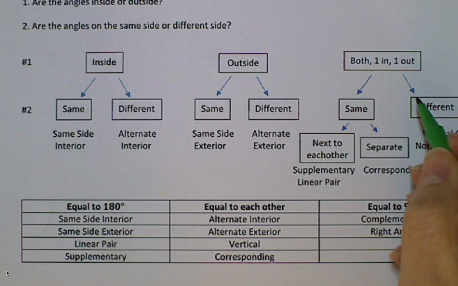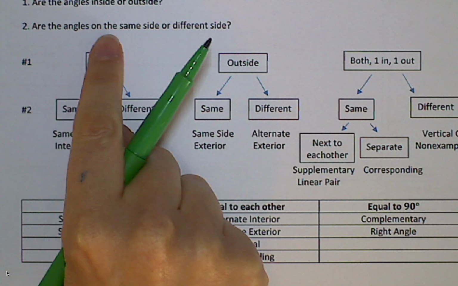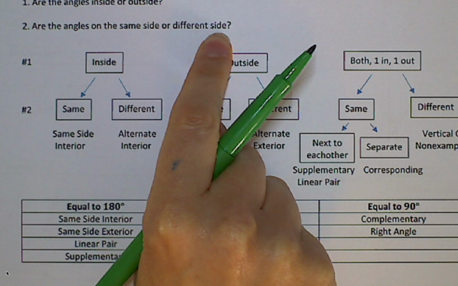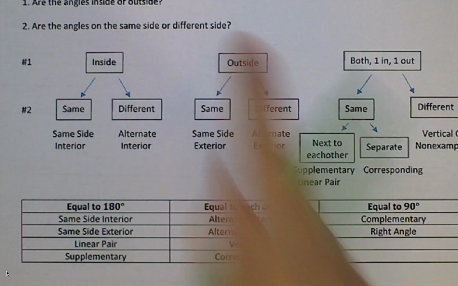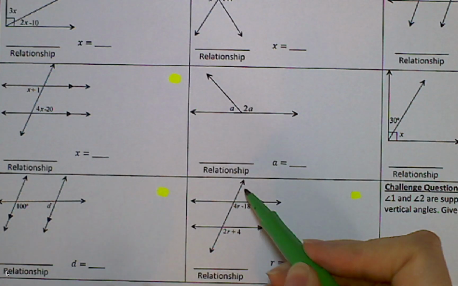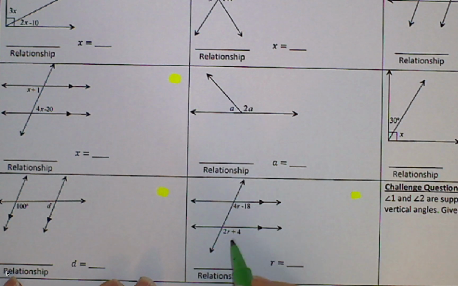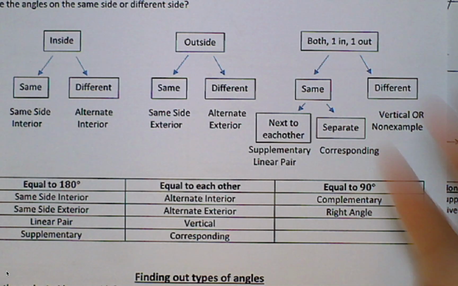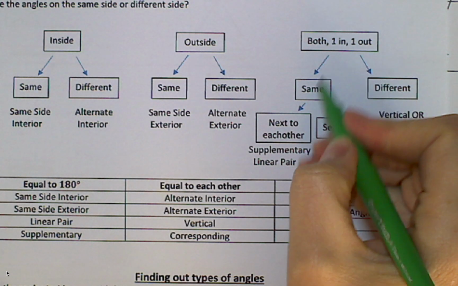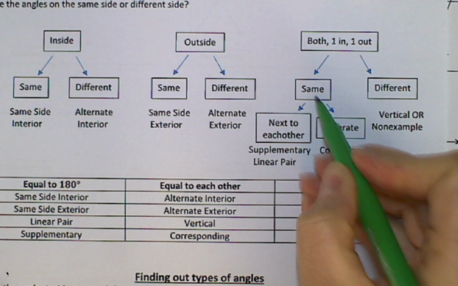Then the second question I'm going to ask is, are the angles on the same side or different sides of the transversal? Okay, so same side or different side. So here's my single transversal. Both of my angles are on the same side. So I'm going to go to my chart. Remember I said one is in, one is out. They're on the same side. Now this is the only one that you have to go additionally.